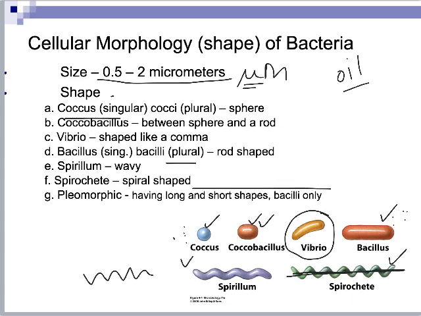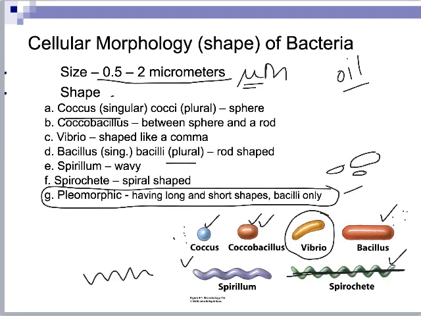Okay, now some organisms are what we call pleomorphic. So pleomorphic means that they're not all the same shape. So some of them are little, some of them will be like this, and some of them will be bigger. So they're different sizes. The only thing that can be that way are bacilli. We don't have pleomorphic spheres.